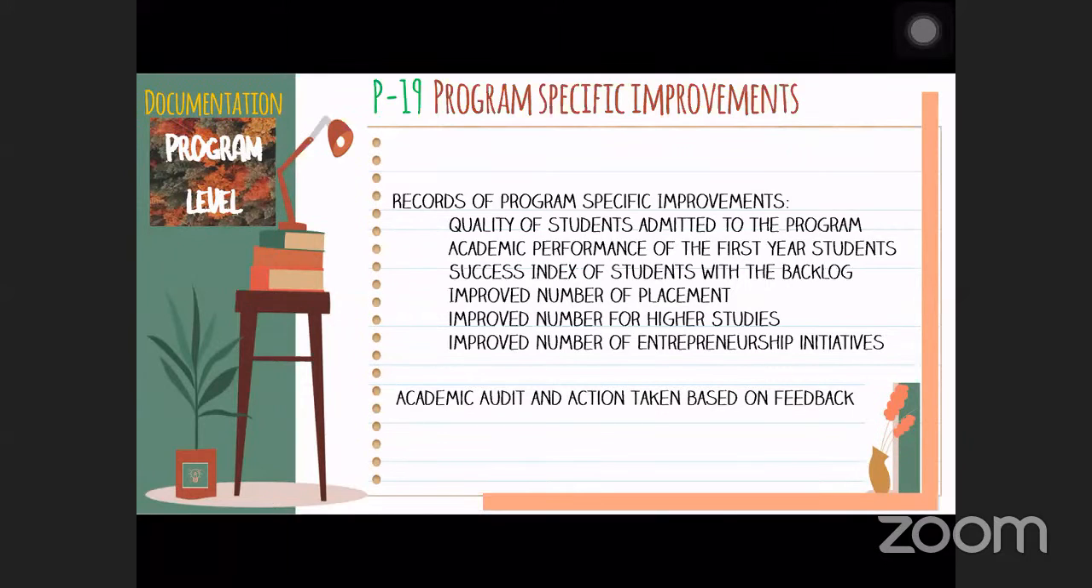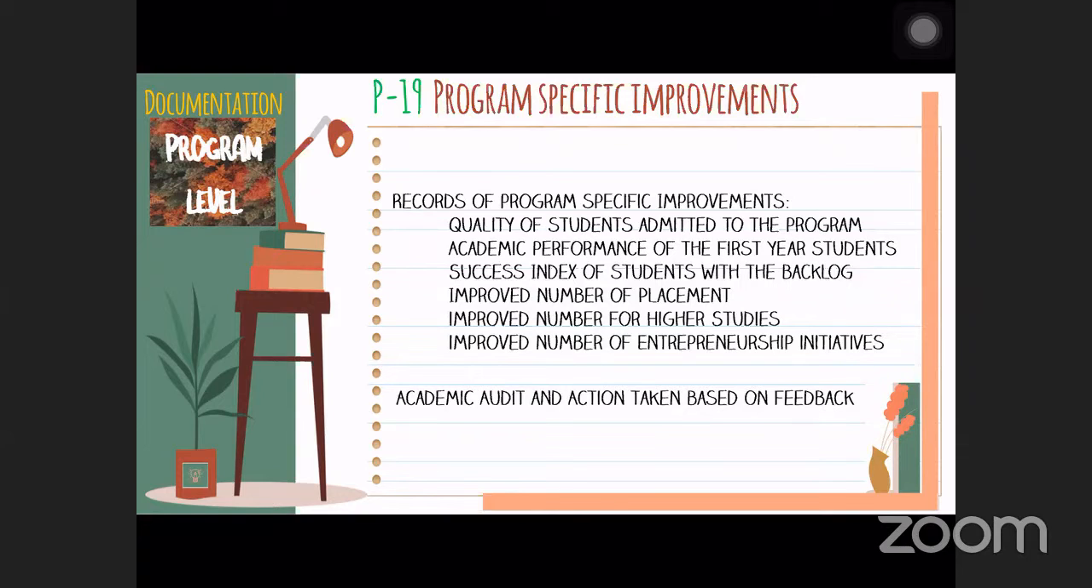Then the academic performance of the first year students, a very important criterion, right? If you can prove that there is a continuous improvement in the academic performance of the first year students, then also you can indirectly prove that your teaching methodology and the assessment rubrics, the assessment philosophy, is well in place, and that is leading to the continuous improvement in the academic performance of the first year students. So this document is so important.